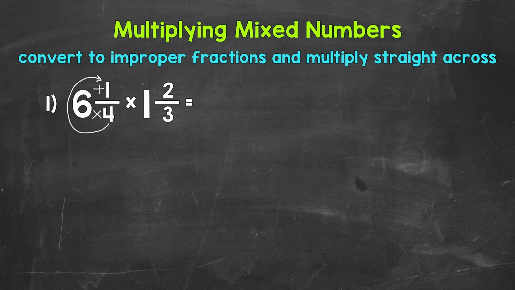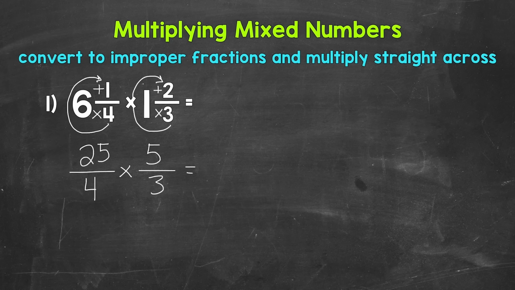So 4 times 6 is 24, plus 1 is 25. That's the numerator of the improper fraction. Then we keep the denominator the same. So that is 25 over 4, and then we can convert 1 and 2/3 to an improper fraction. So multiply and then add. 3 times 1 is 3, plus 2 is 5. Keep the denominator of 3 the same.